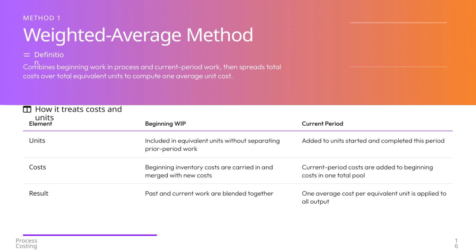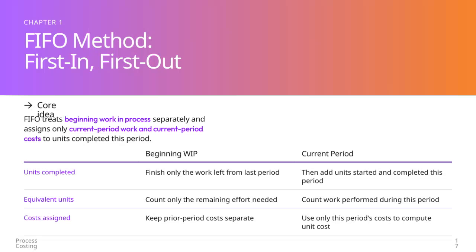The core idea behind the FIFO method in process costing is to treat the beginning work in process inventory separately from the current period's production. This means that when we calculate costs for units completed this period, we only assign costs related to work and materials added during the current period. First, we finish the work that was left incomplete from the last period. Once that work is completed, we add the units that were both started and finished during this period.